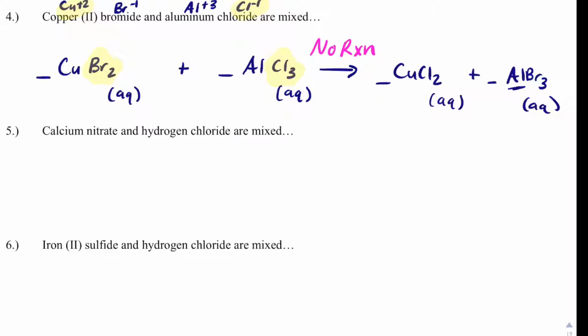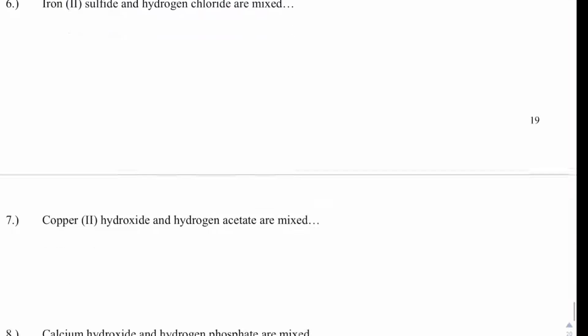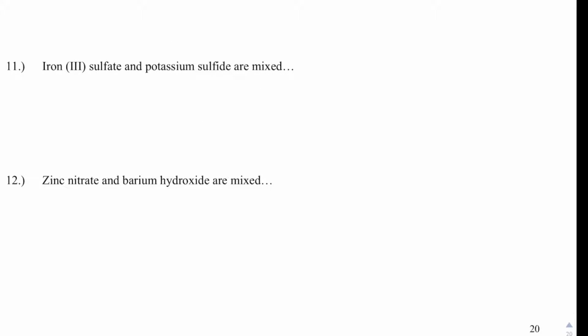I want to look at, let me flip through. I want to find one that's a little bit different, and I want to look at number 11. And on number 11 we have iron 3 sulfate, and so that will be Fe with a +3 charge. Sulfate is SO4 with a 2- charge, and that's going to react with potassium sulfide. Make sure when you read this, you read it as sulfide and not sulfite. I know that that's a small distinction, but we got to make sure we catch that.